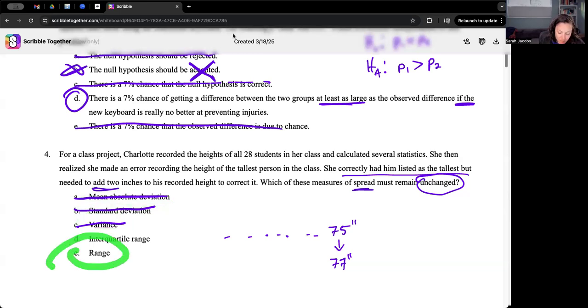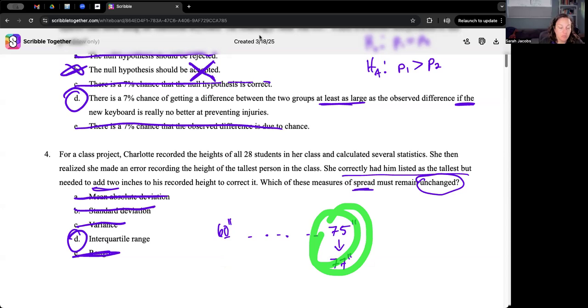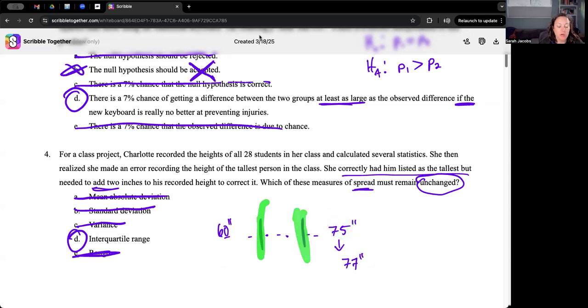The range, well, whatever, let's say our shortest person is 5 feet tall, so they're 60 inches. Well, the range has now gone from 15 to 17, so that definitely changed. Our interquartile range is not going to change because we only affected the highest value. So wherever Q1 was, and wherever Q3 was, taking this value and shifting it a little bit further this way, we haven't touched our quartiles at all. So our interquartile range is unchanged. Okay, good.